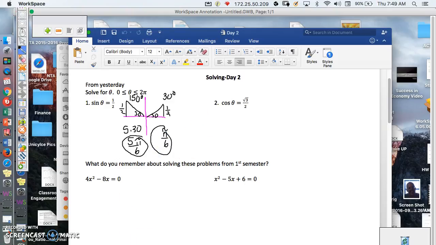And now this next one here, we have our cosine is the square root of 3 over 2. So cosine is x, and it's positive, so here we'd have square root of 3 over 2. But there's also down here, that's x as well. So this would be 60, 30. So we have 30 degrees and 330 degrees. So again, this is pi over 6, 11 times 30, so we have 11 pi over 6.